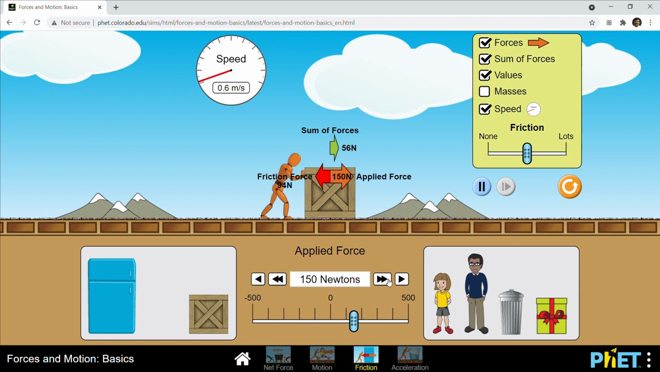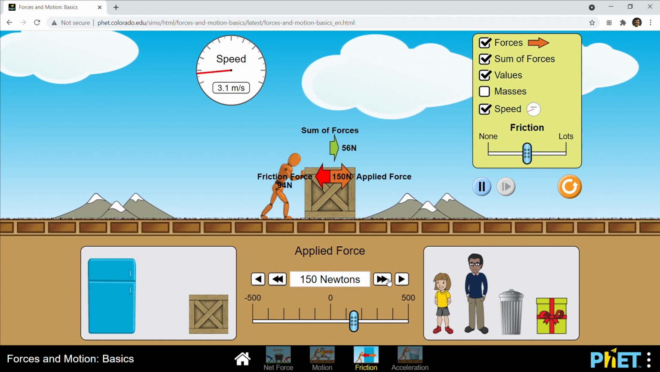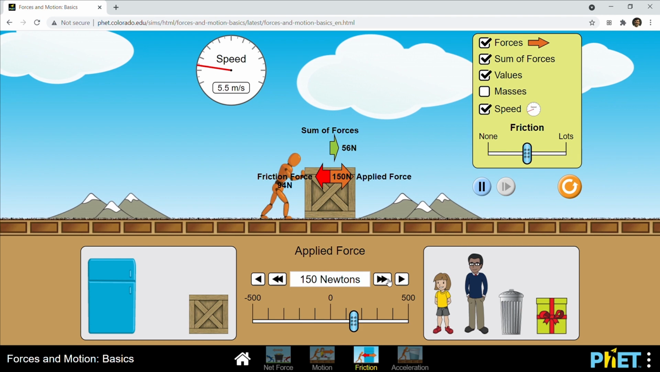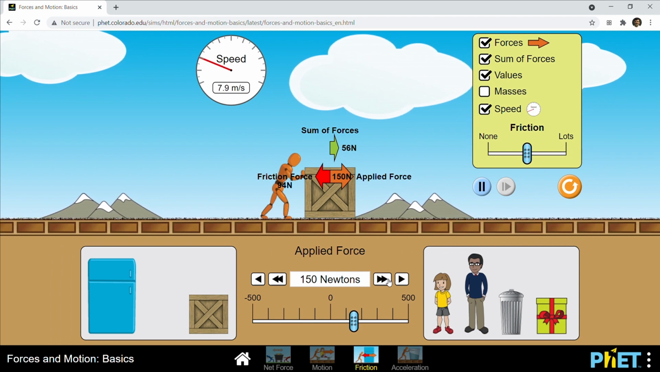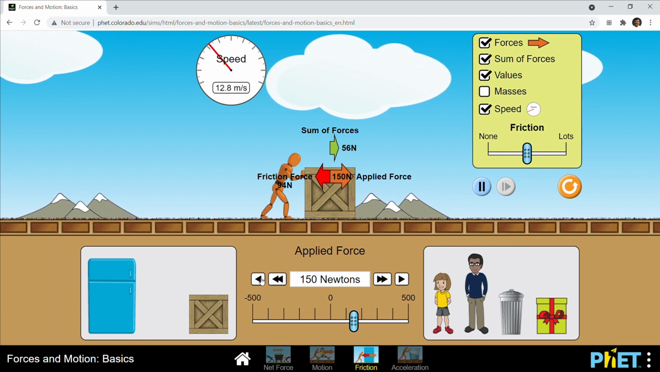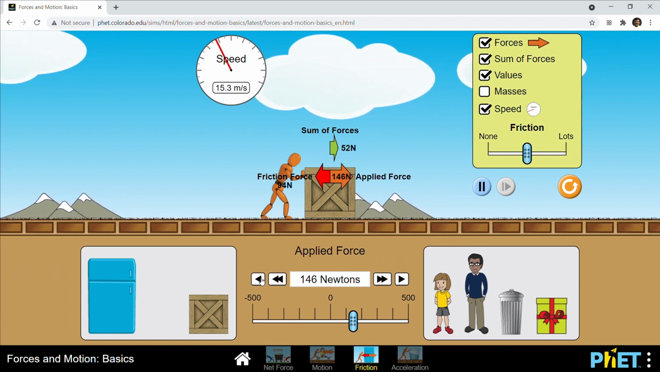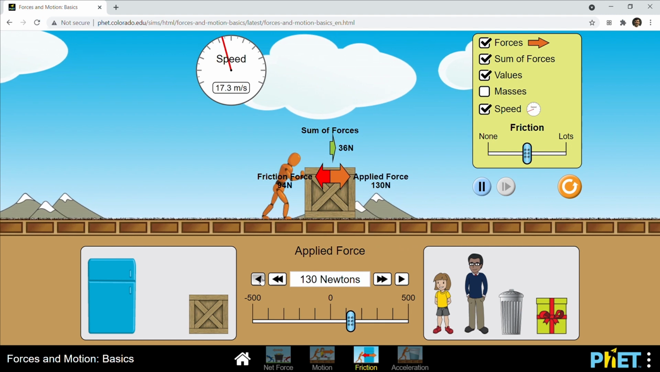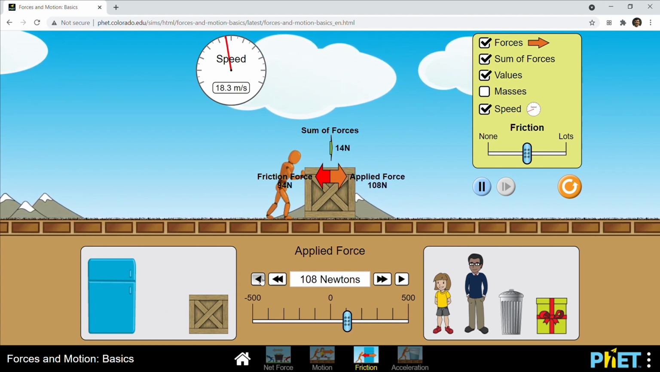Okay, now we do not have equilibrium. My applied force is not balanced by the friction force, so the box is accelerating. Okay, so this is not equilibrium. The speed is changing, the box is accelerating, but now I'm going to reduce my force until we're back in equilibrium.